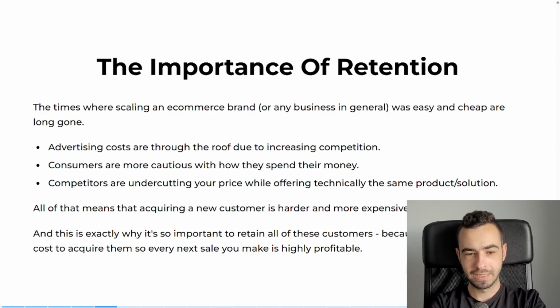The times where scaling an e-commerce brand, or honestly any business in general, was easy and cheap are long gone. Advertising costs are going through the roof due to the increasing competition. Consumers, on the other hand, are more cautious with how they spend their money, and competitors are undercutting your price while offering technically the same product and solution. Obviously, usually the quality is going to be way worse, but people that are buying from them don't know it yet, right? All of that means that acquiring a new customer is harder and more expensive than ever, and it's going to be like that for the foreseeable future.